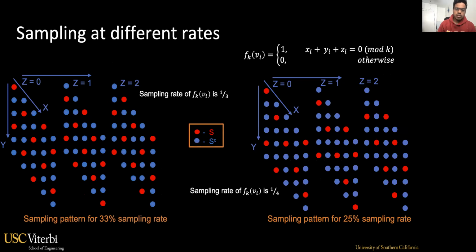Similarly, we can use the sampling pattern for 33% sampling and for 25% sampling rate. The only thing is we need to tweak the sampling parameter k. For a 33% sampling rate, we need to choose one out of 3 points in X, Y, and Z direction, and 1 out of 4 points in X, Y, and Z direction for a 25% sampling rate.